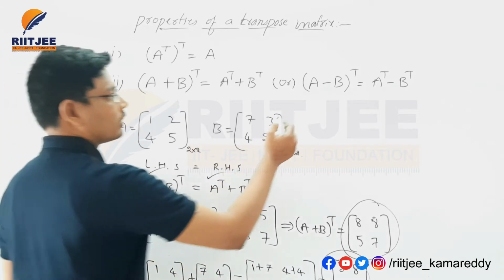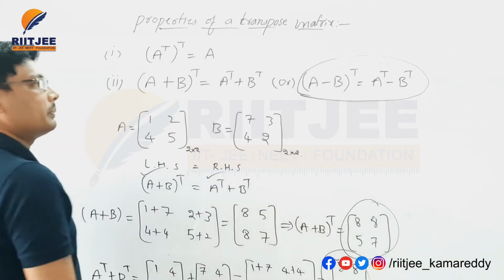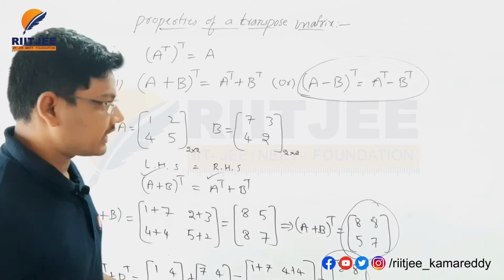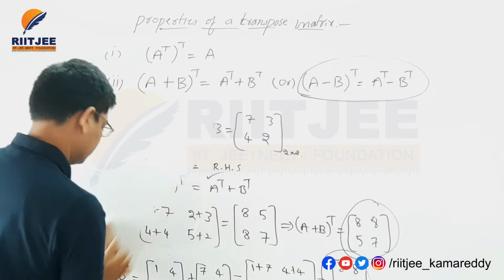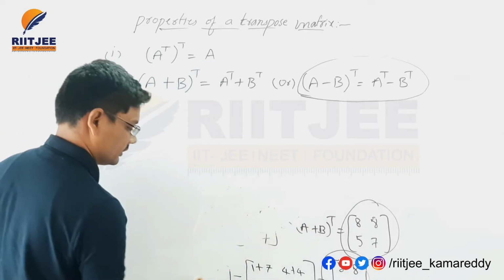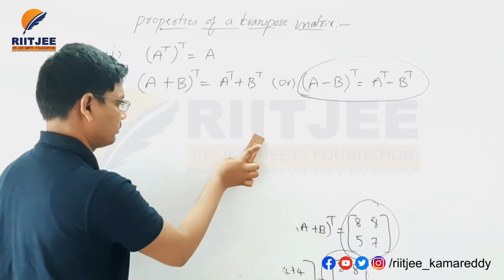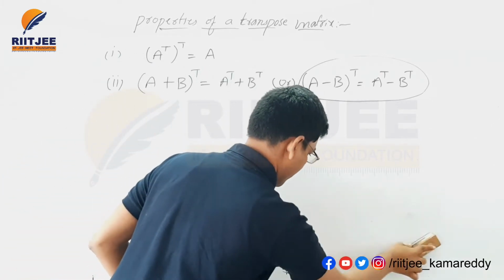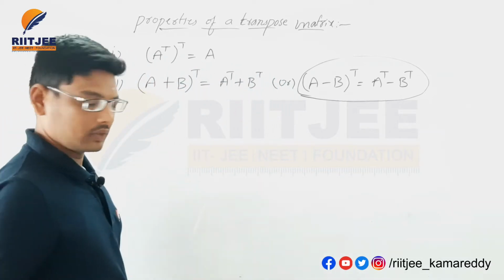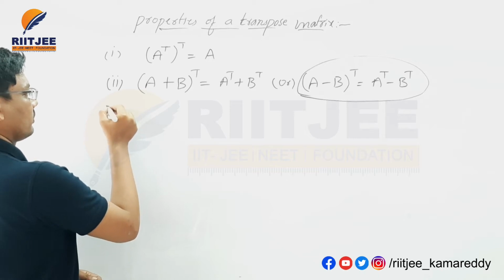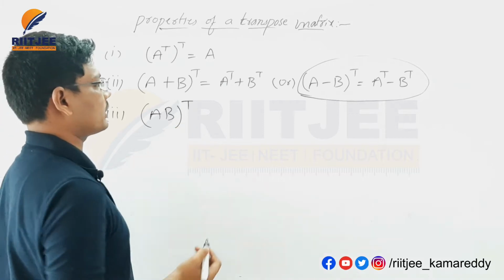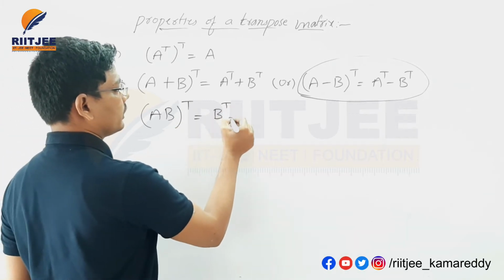In that way, similarly you can find any example for A minus B whole transpose is equal to A transpose minus B transpose. This is all about the second property. And the third property, A into B whole transpose, or AB whole transpose, gives B transpose into A transpose.